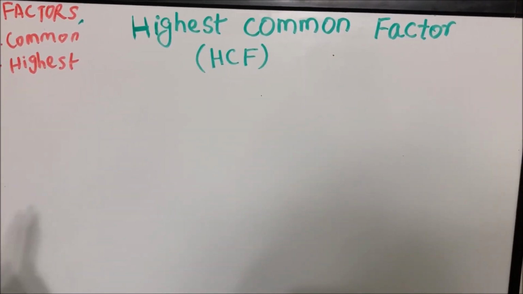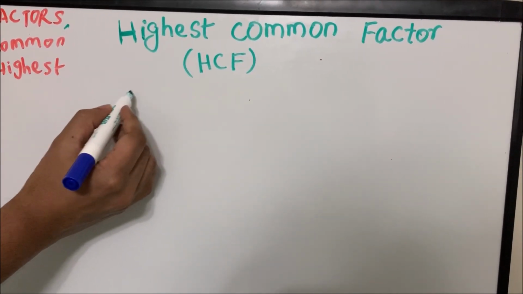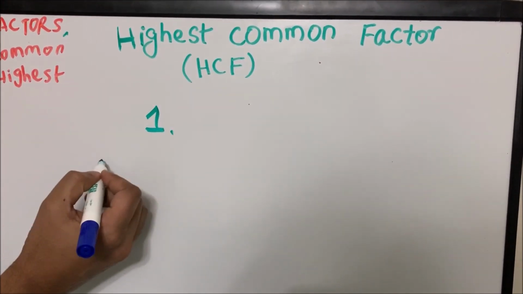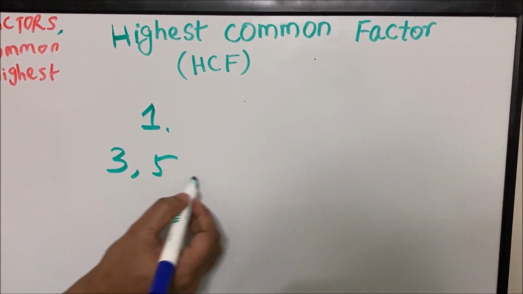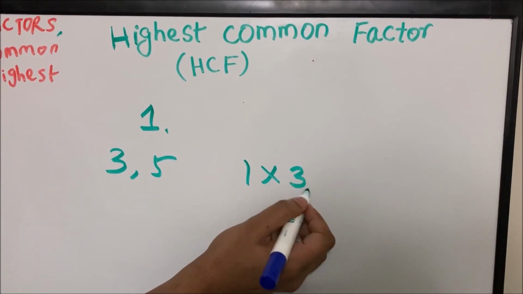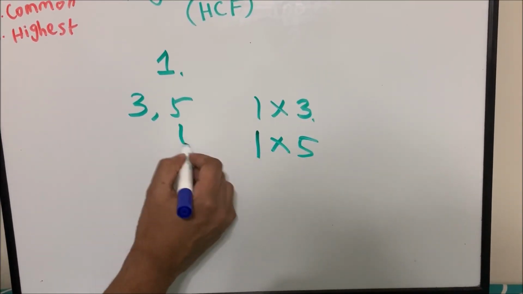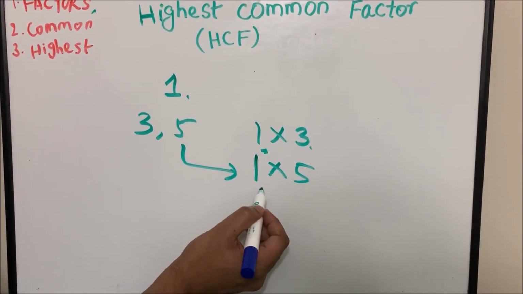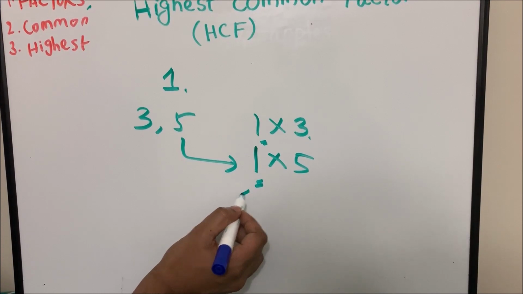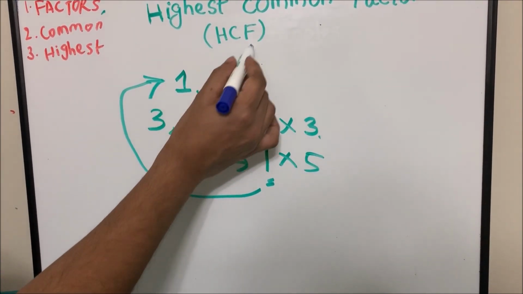Now a special case: HCF of any set of prime numbers is always 1. Say for example 3 and 5. 1 into 3 and 1 into 5 for 5. So the common factor is 1, and that is the HCF. So for any set of prime numbers, HCF is 1.